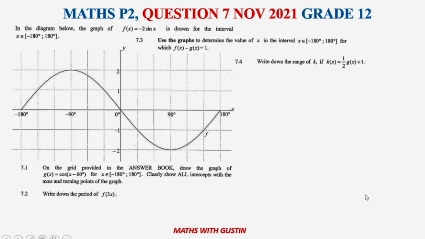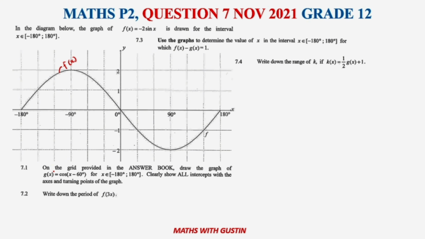Welcome back to question 7, November 2021, Grade 12 Maths Paper 2. Now let's have a look at this question. It was a trigonometry function question where it says, in the diagram below, a graph of f(x) = -2 sin x is drawn for the interval -180 to 180 degrees. Okay, we see that. So this is our f(x) for sine, right?